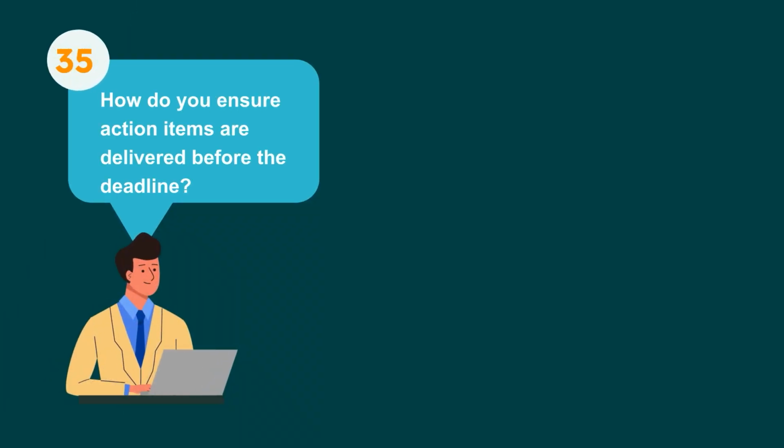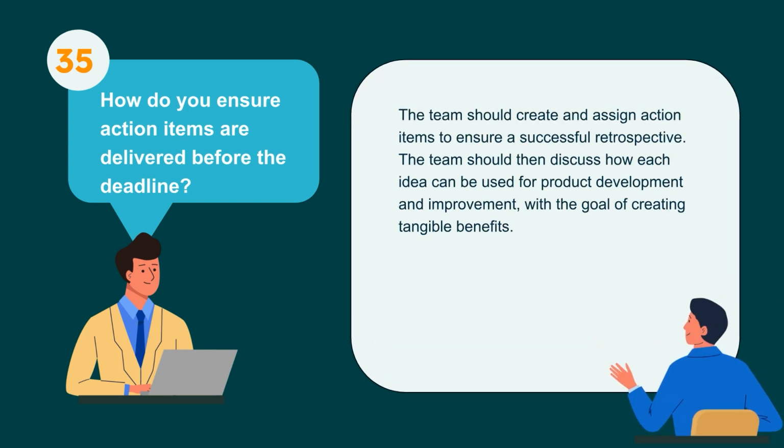35. How do you ensure action items are delivered before the deadline? The team should create and assign action items to ensure a successful retrospective. The team should then discuss how each idea can be used for product development and improvement, with the goal of creating tangible benefits.